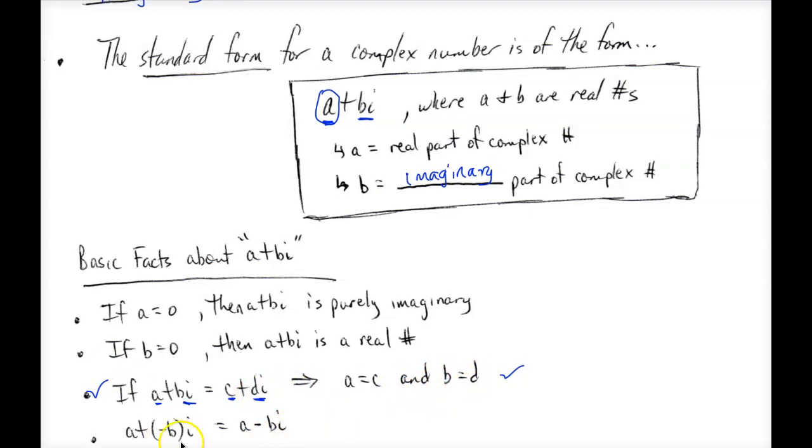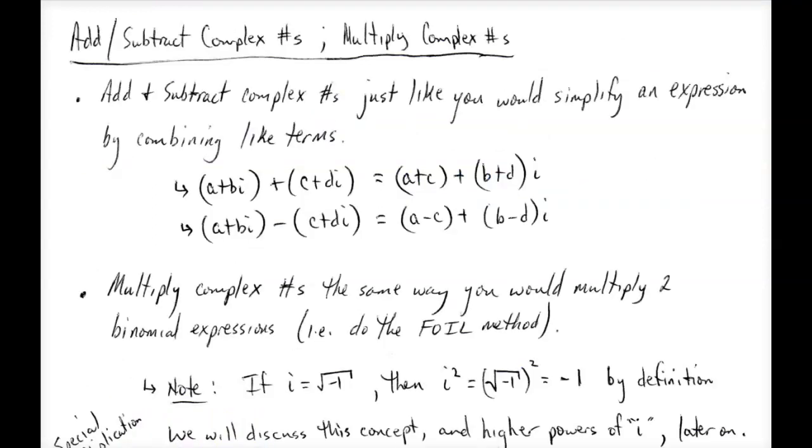And for this last basic fact, we're basically doing the definition of subtraction as it looks with complex numbers. We know from just regular real numbers that A minus B is the same as A plus the negative of B. And so all we're doing is just extending that fact to the complex numbers. So now what we want to do is figure out how to add and subtract complex numbers.